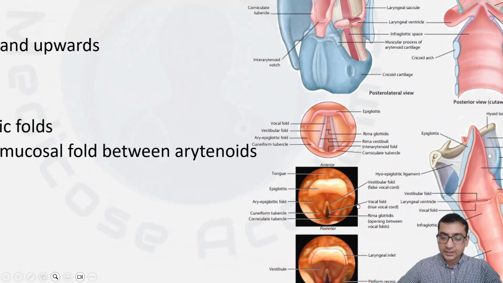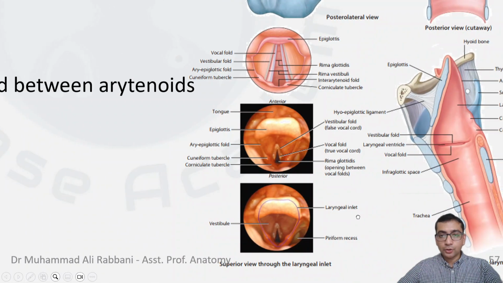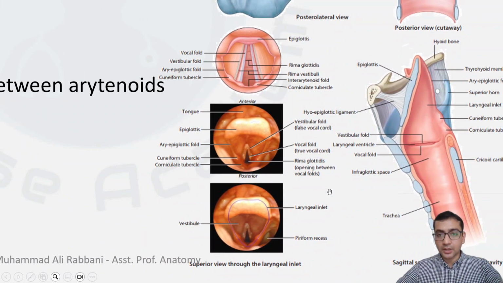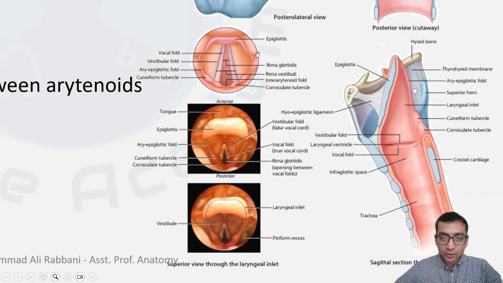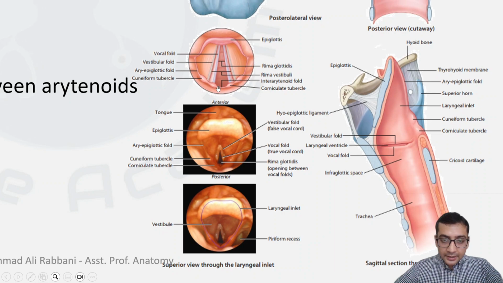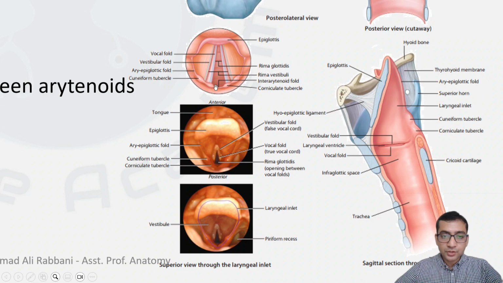The inlet can be seen when you are looking through the laryngoscope, as you may have seen already when doing endotracheal intubations. You will see this ring: the epiglottis in front, aryepiglottic folds on the sides, and the transverse interarytenoid ridge behind. You will also see two sets of nodules on the posterior aspect of the aryepiglottic fold, due to the cuneiform and corniculate cartilages.